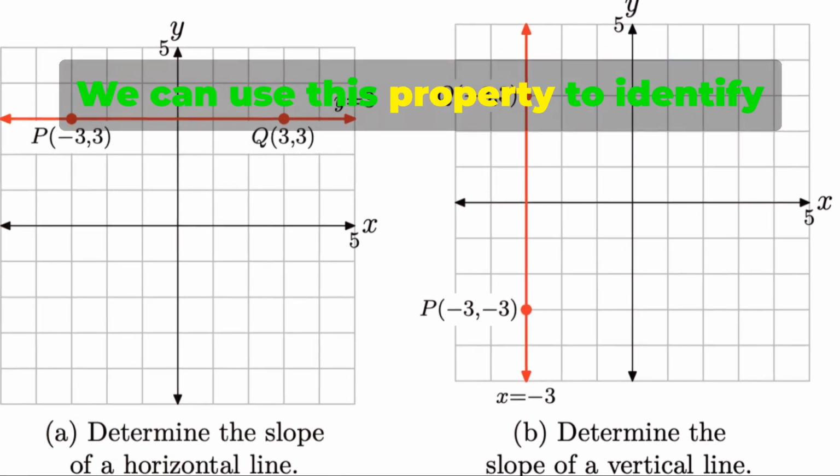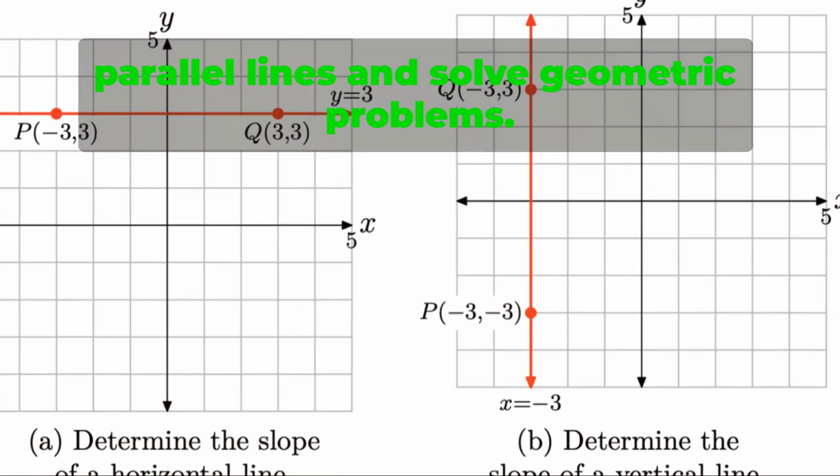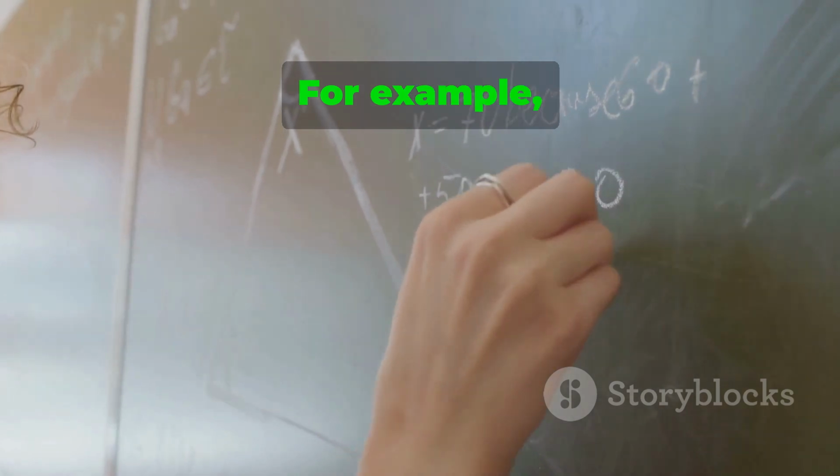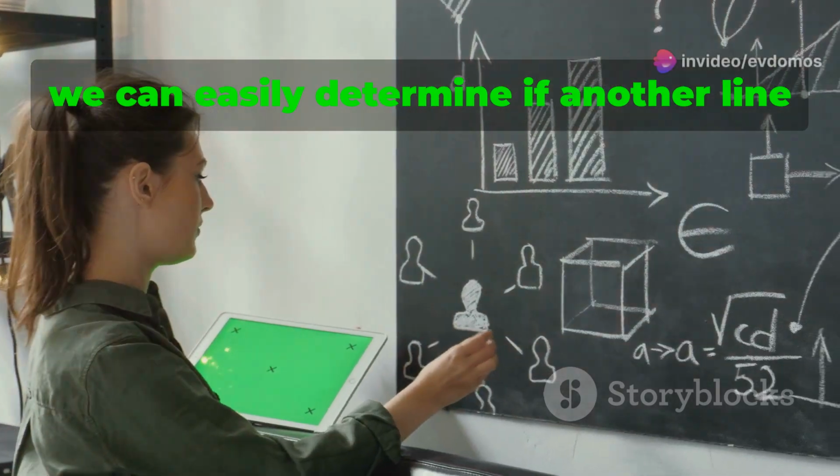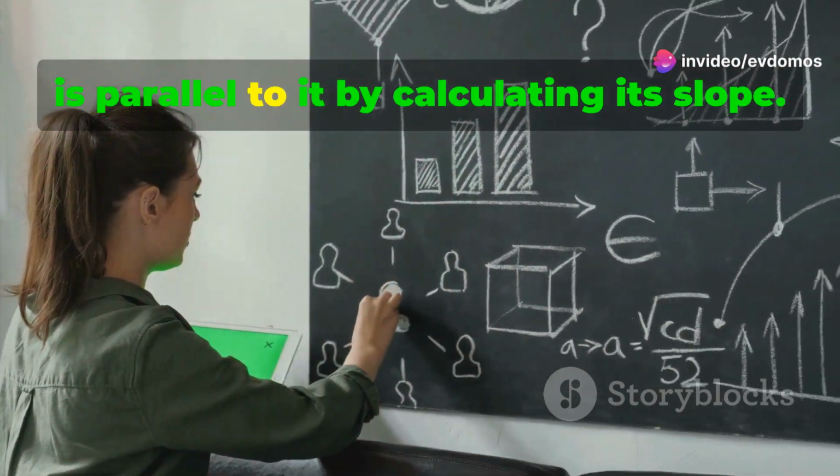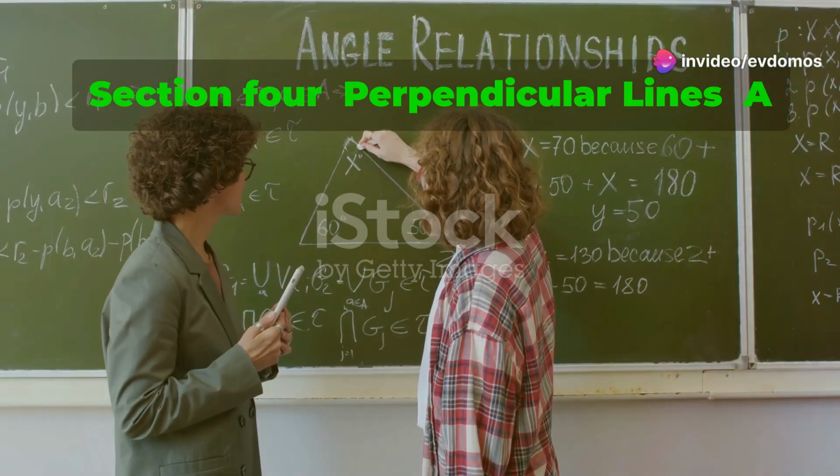We can use this property to identify parallel lines and solve geometric problems. For example, if we know the slope of one line, we can easily determine if another line is parallel to it by calculating its slope.